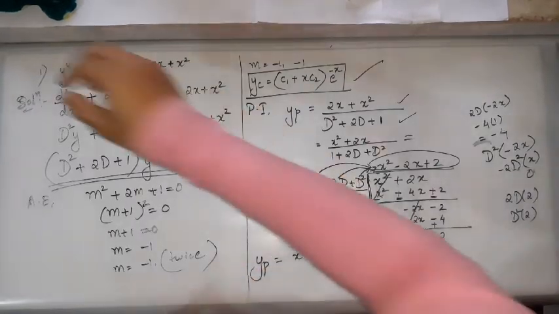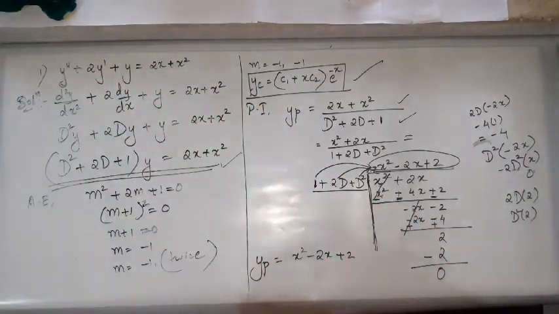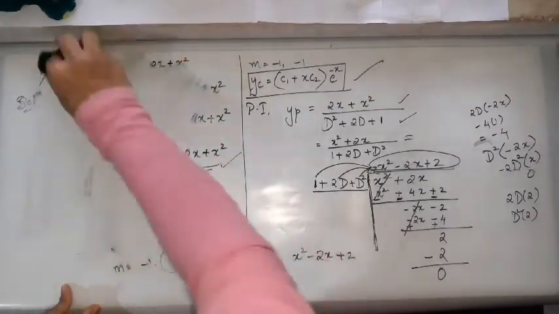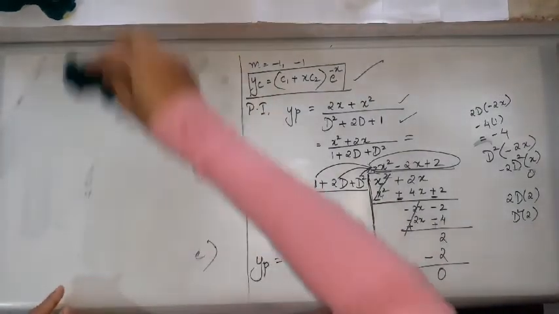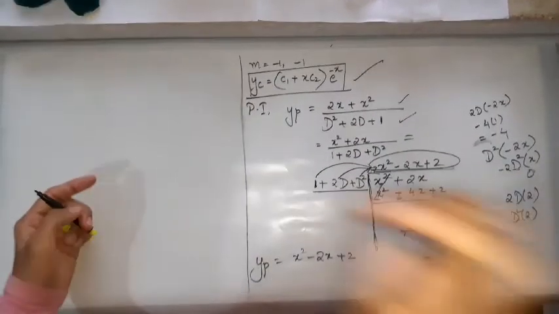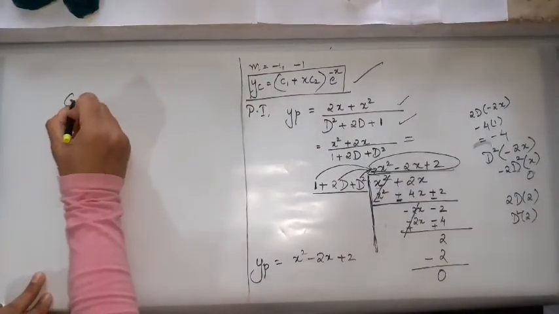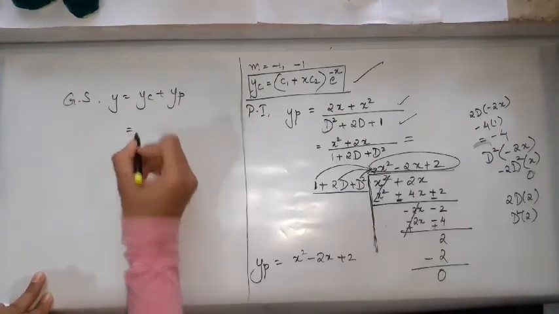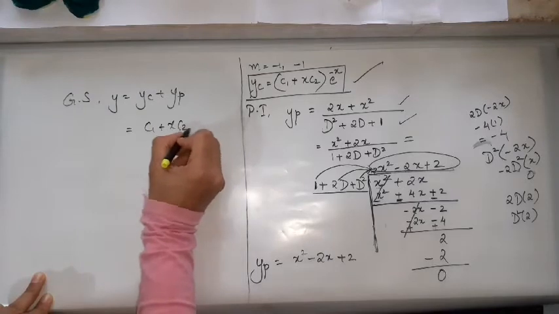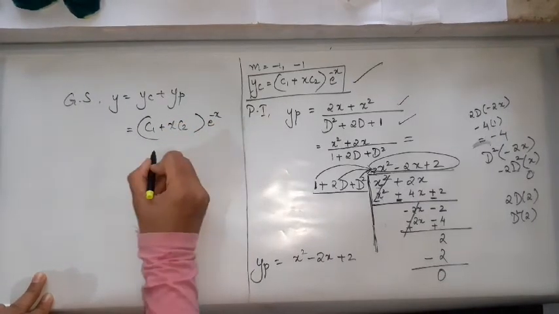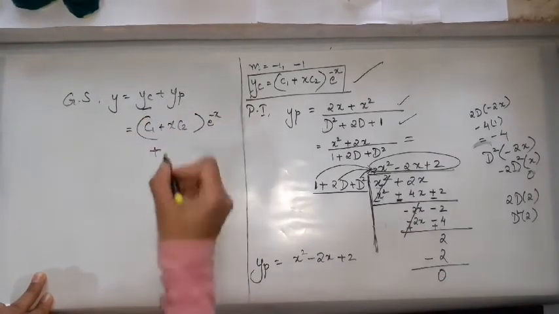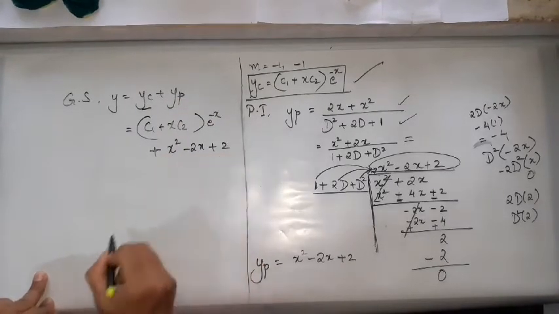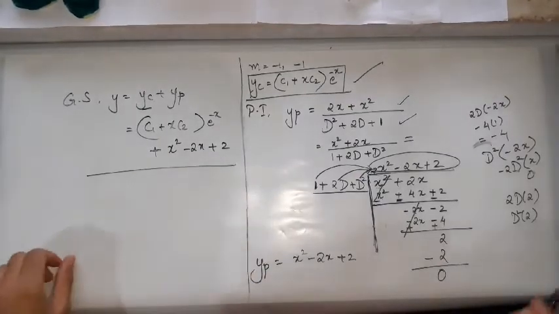Now write the complete solution. You have got your YC, you have got your YP. Write it together. Write the general solution now. So your general solution, y is equal to YC plus YP. Your YC is (C1 plus x C2) into e to power minus x. You are done with YC. Next YP is x square minus 2x plus 2. This is the complete solution of this problem.